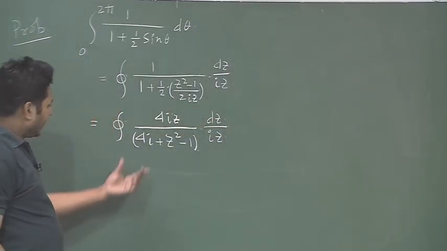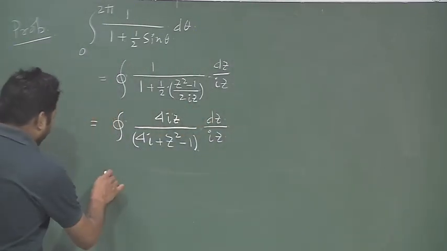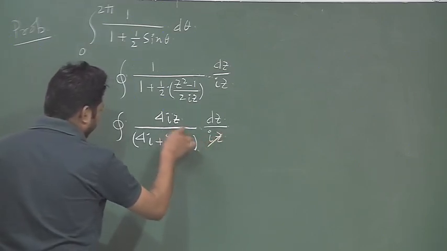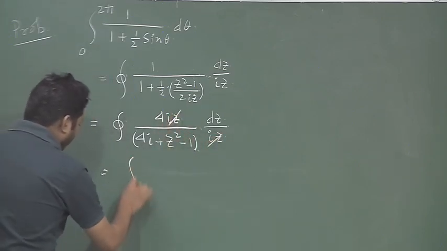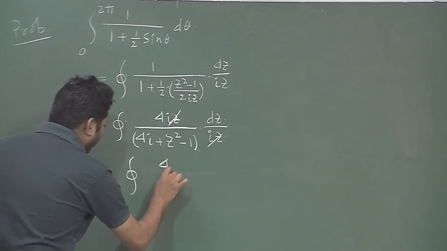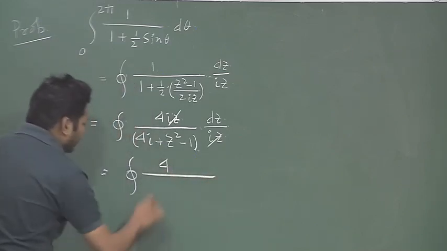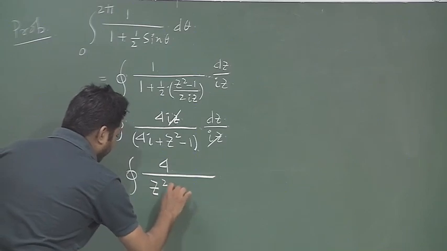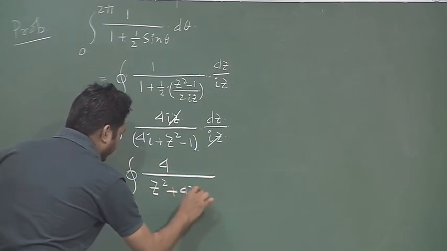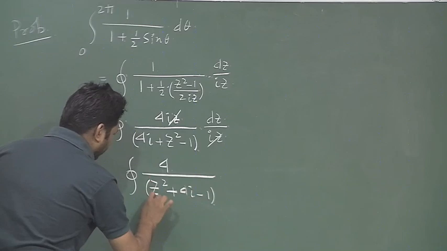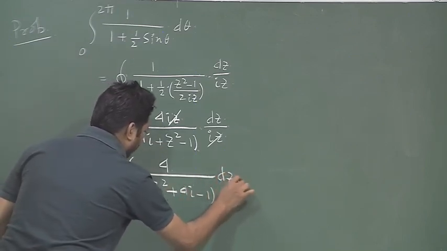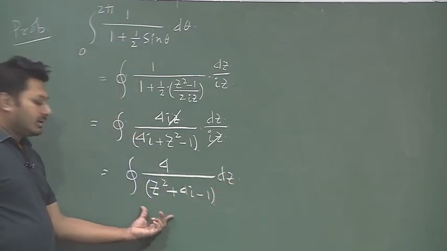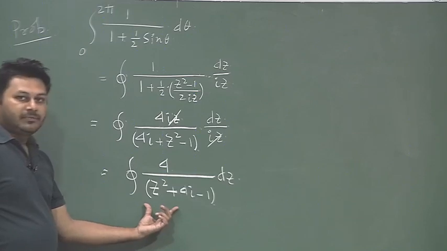Next, I need to now factorize this quantity. So, z seems to cancel out. So, my function becomes a simple function, which is 4 divided by z square plus 4i z minus 1, dz. So, this is my function.